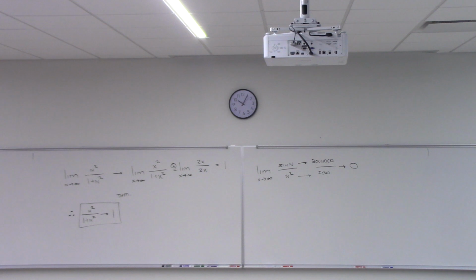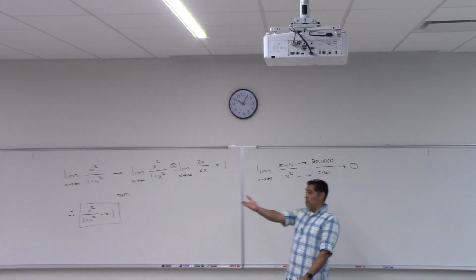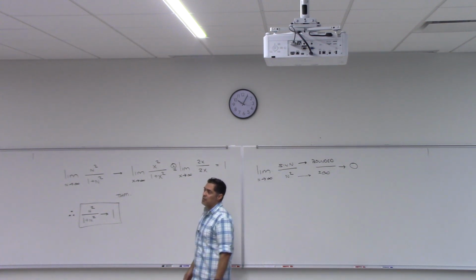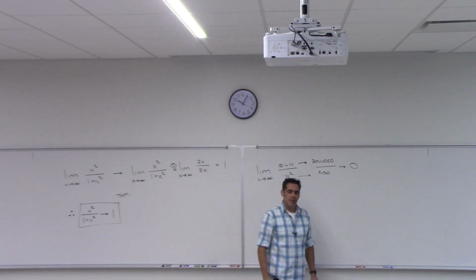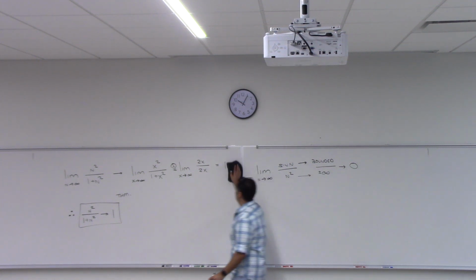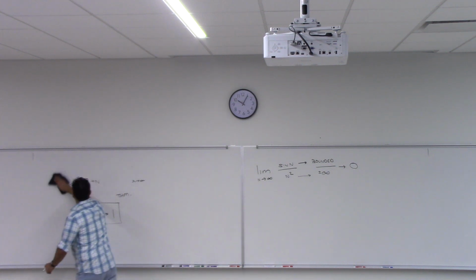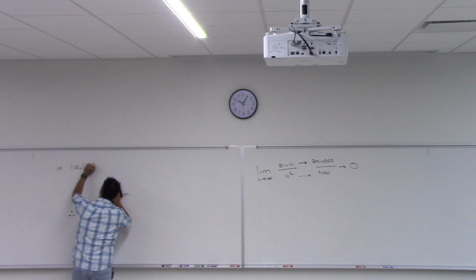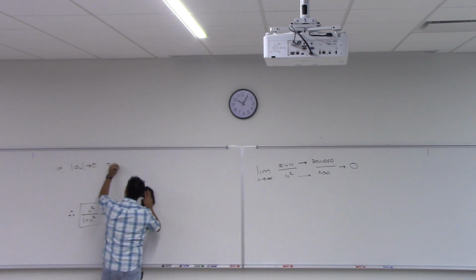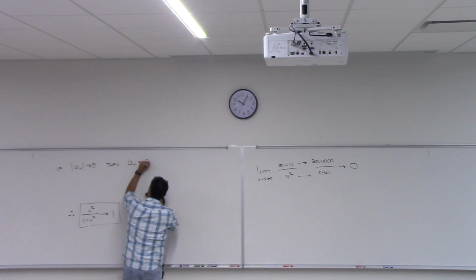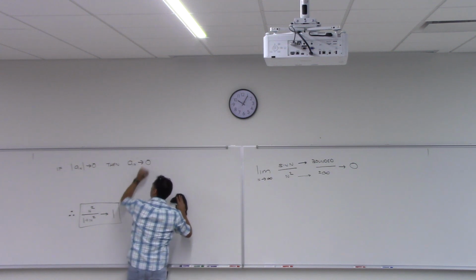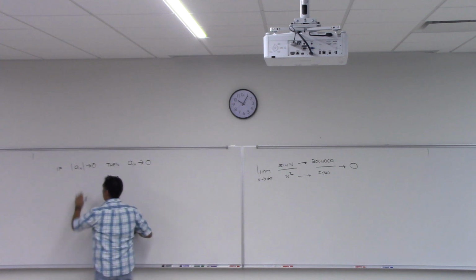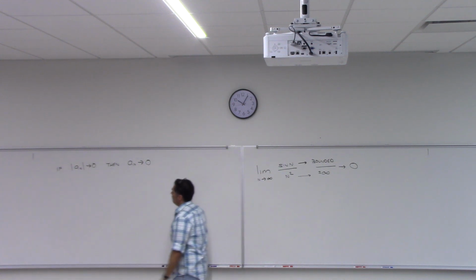Okay, new theorem. All right. This theorem says exactly what it says. If the absolute value of a sequence goes to 0, then the sequence itself goes to 0. Right? The arrow, again, means that when you take the limit, you get 0. That's the theorem.